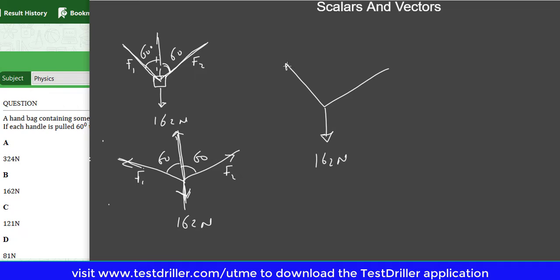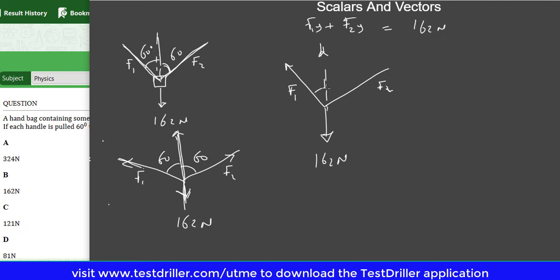If I resolve this, if I get the F1 along the y-axis and I have the F2 along the y-axis, the components, these two will be equal to 162 Newton, because this resultant force along the vertical axis will balance the weight of the bar. So how do we get this F1y and F2y?